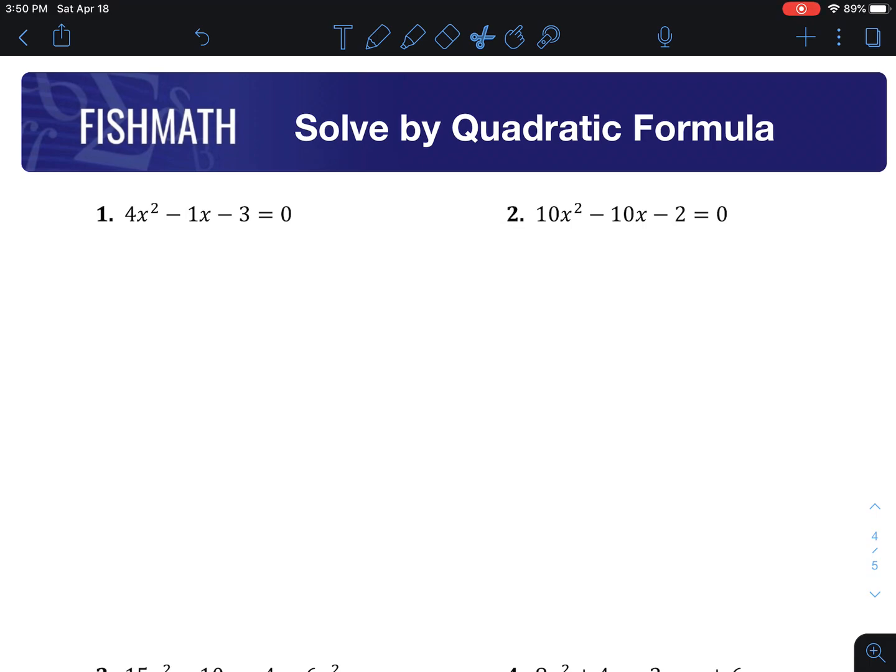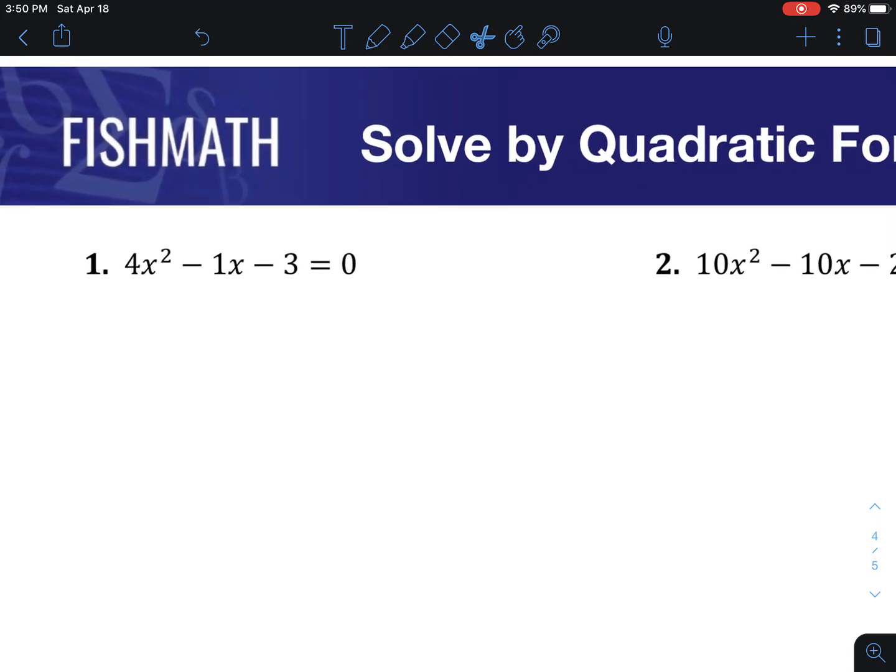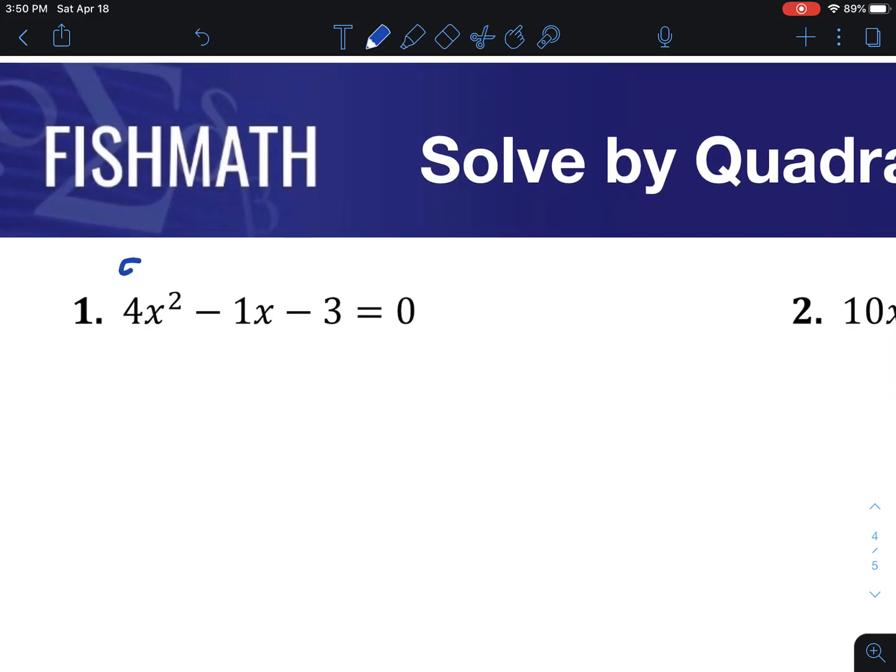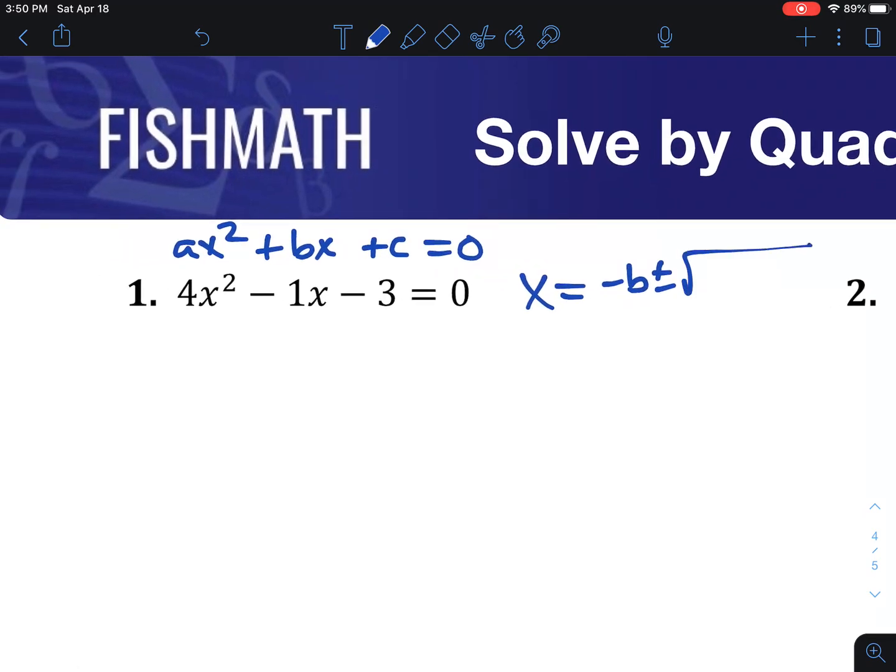your quadratic. The key is to always make sure it's in what we call standard form, equal to 0. You always want it to look like ax squared plus bx plus c equal to 0. That way you can figure out what a, b, and c are, because we need those three for the actual formula, which is x equals negative b plus or minus the square root of b squared minus 4ac all over 2a. So we need a, b, and c in order to plug into this formula.